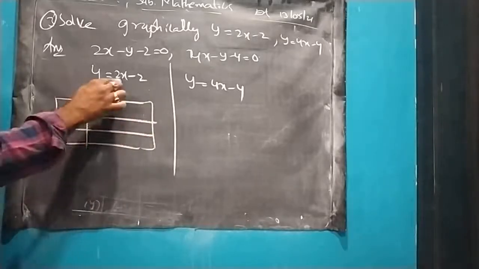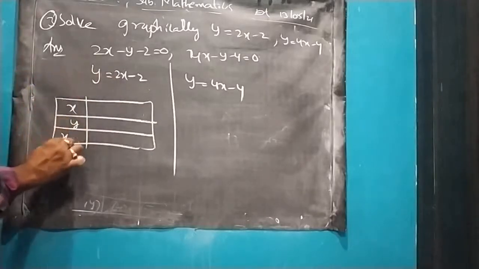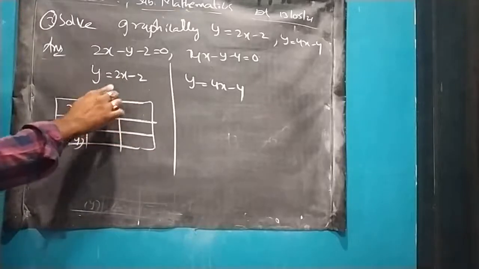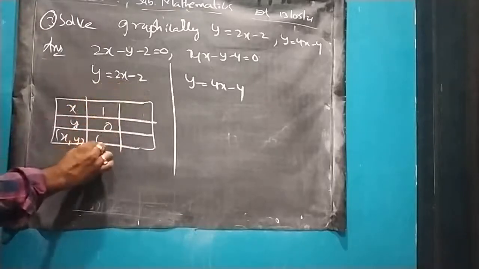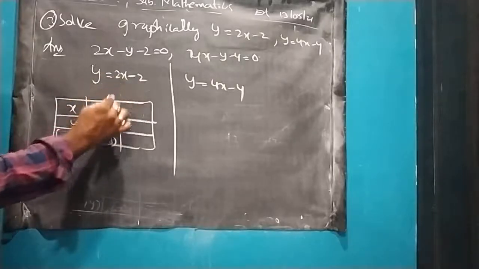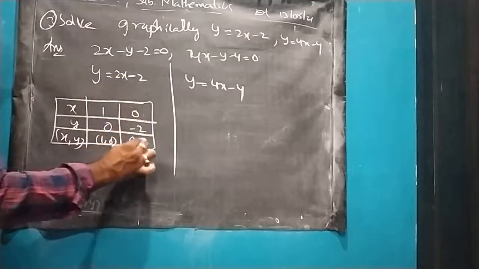So if we substitute the x value here, we will get the y value. x, y, that is (x, y). If I substitute 1, 2 minus 2 is 0. So the point is (1, 0). If I substitute 0, the point will be (0, minus 2).